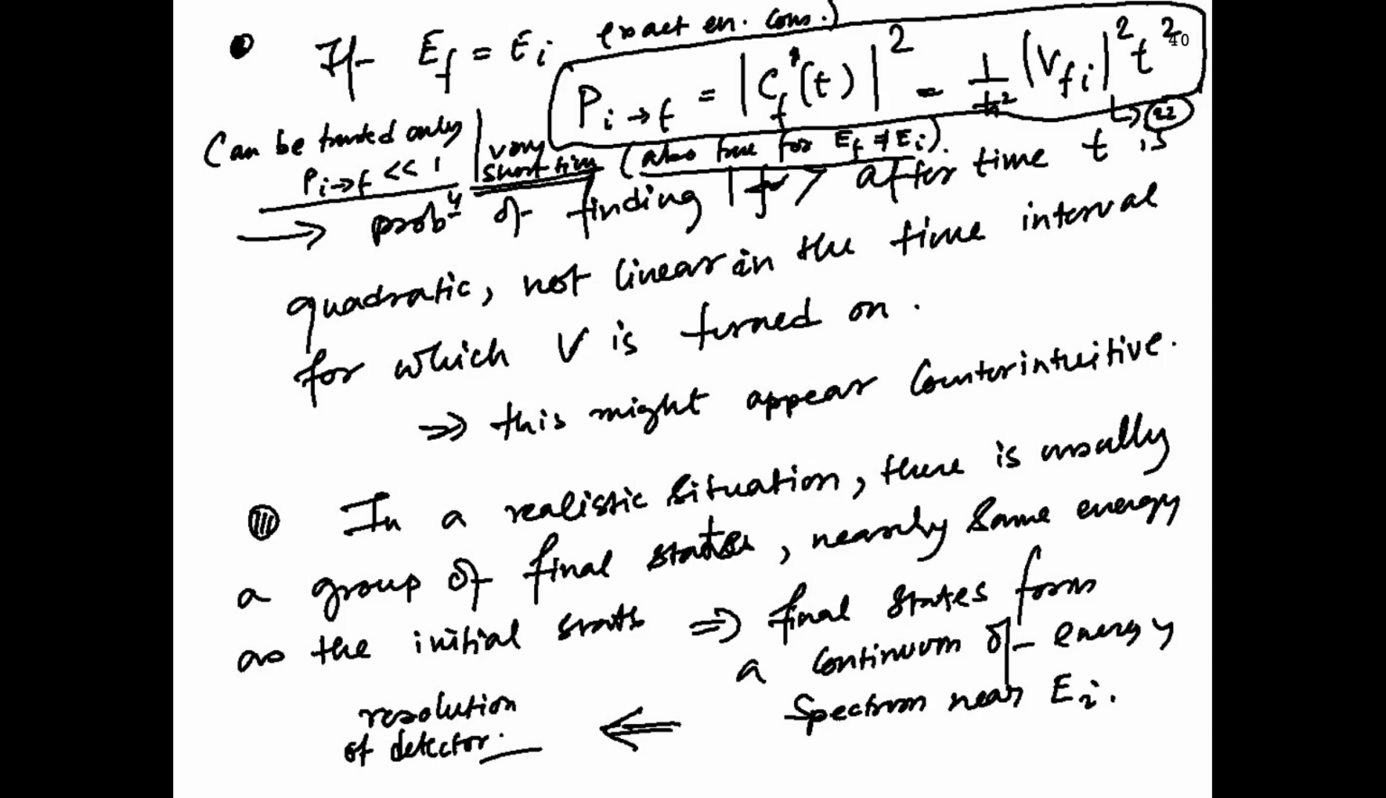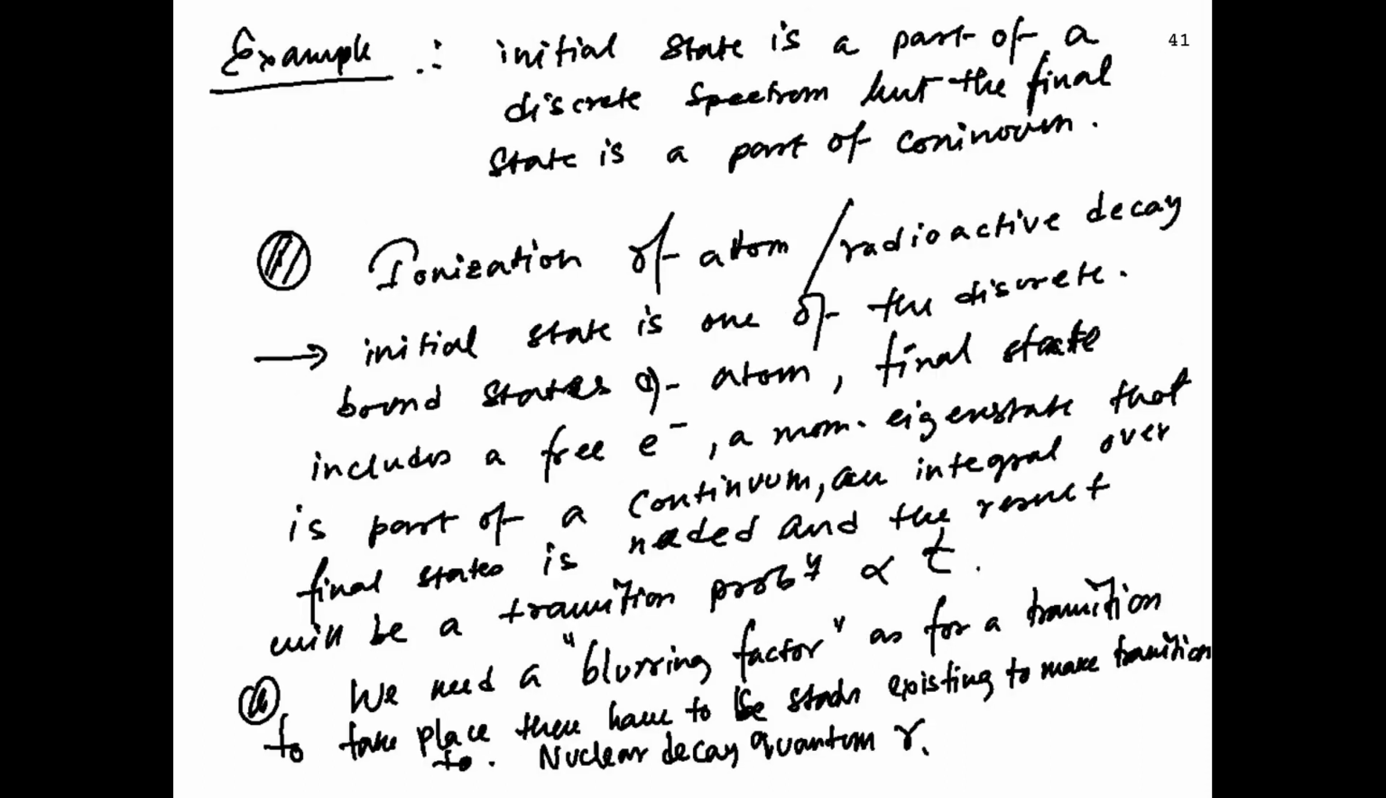So in a practical problem, you have to estimate the final state not by a single state, but by a group of states which have nearby energy to the final state you are going to estimate, and that can form a continuum of energy spectrum near E_I. So this is a typical scenario in a practical system, and the resolution of the energy also gives you how close you can get to the final state.